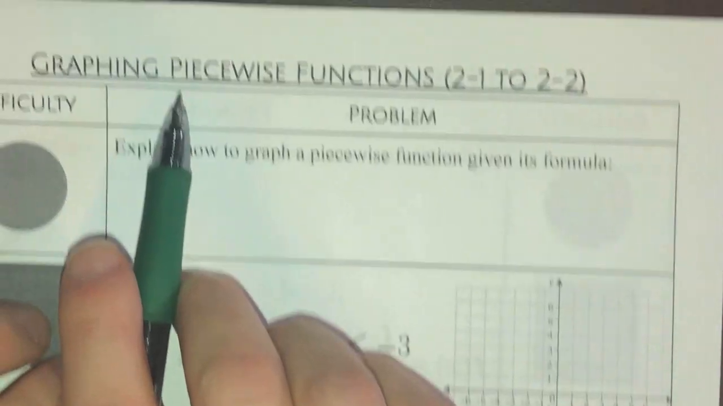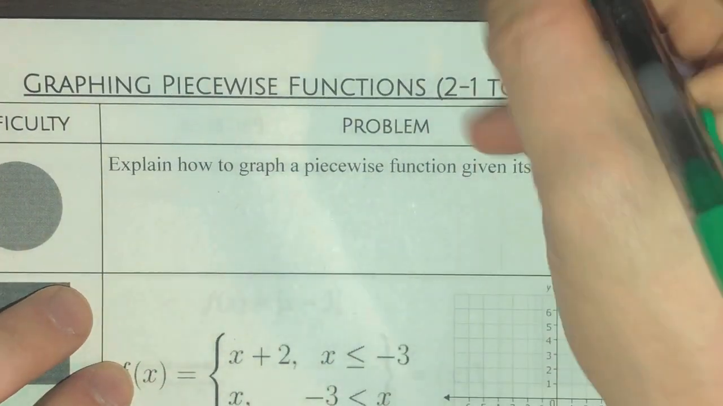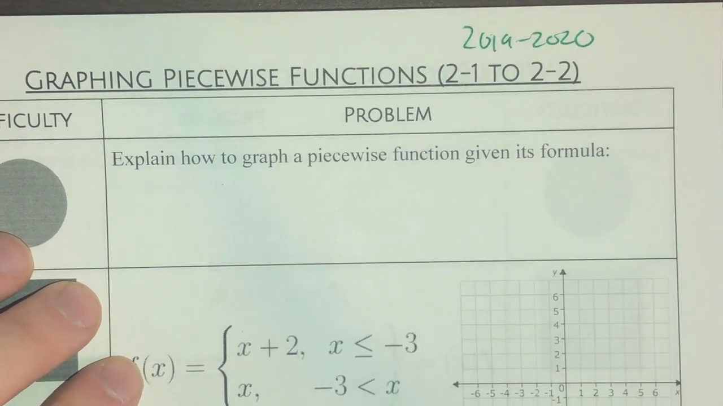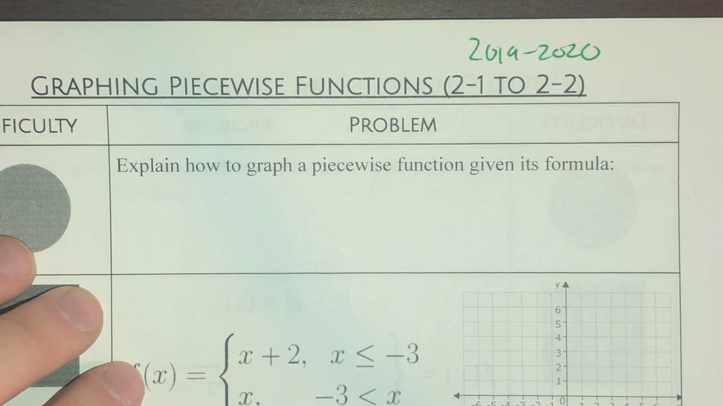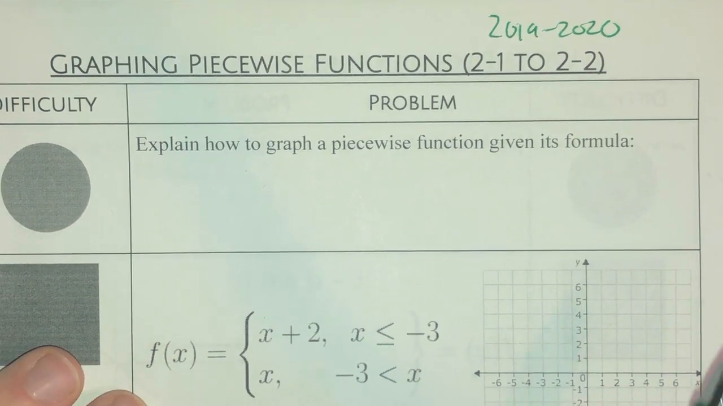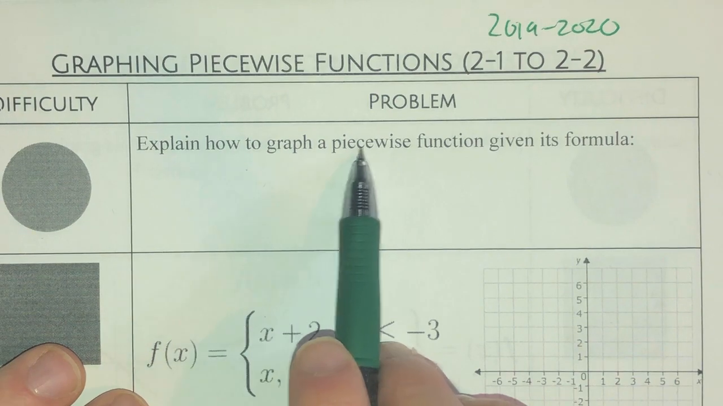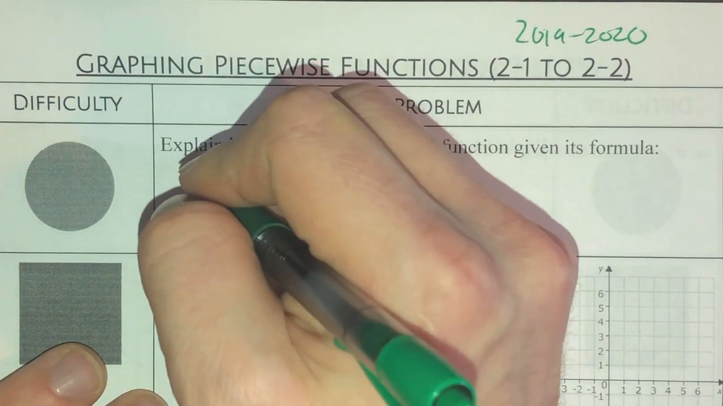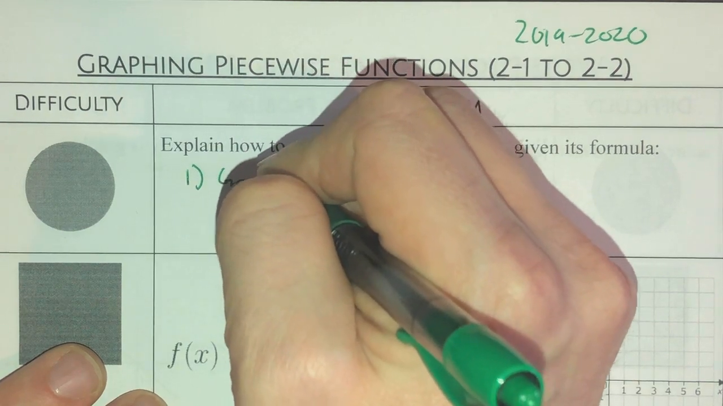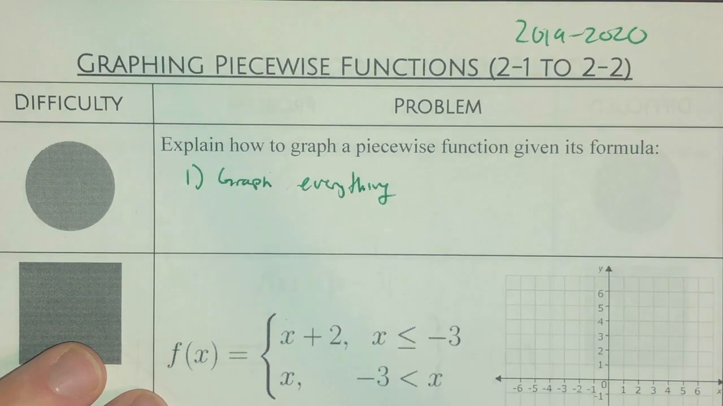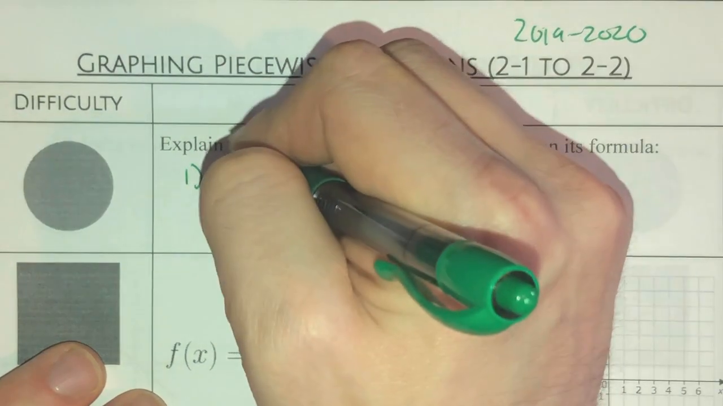Okay, piecewise graphing. This year, remember, these are the 2019-2020 handouts. In subsequent years, these might not be the same. This was 2-1 to 2-2. We hit the term ground running, and we went right into this. Explain how to graph a piecewise function from its formula. So remember, graphing. First, graph everything. And this is for each piece.